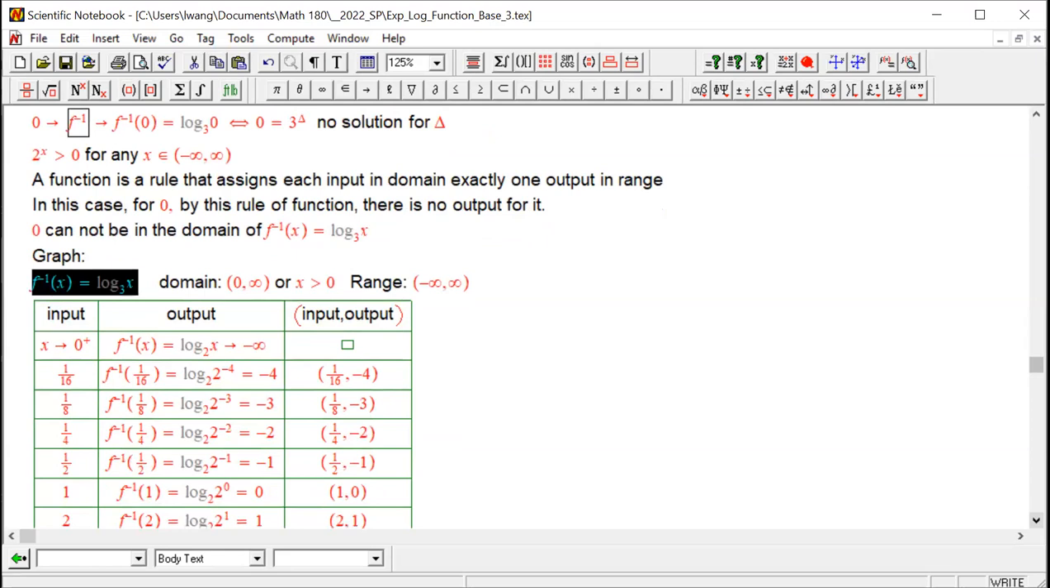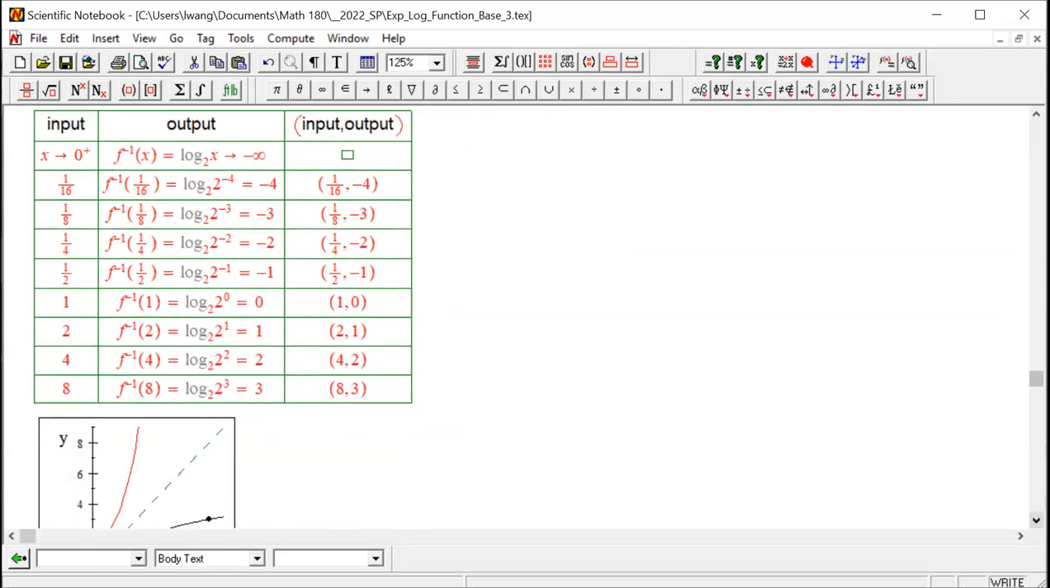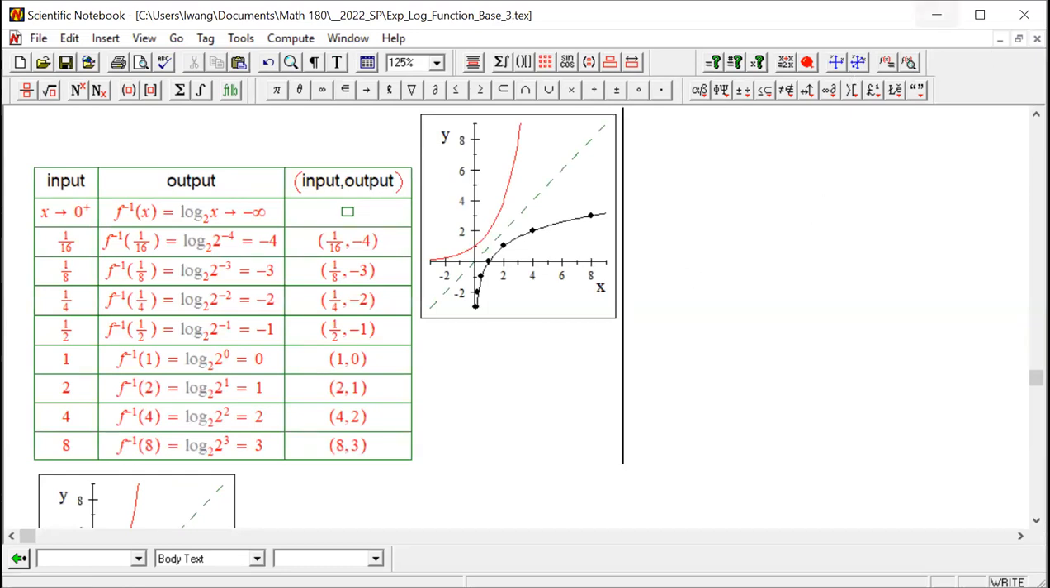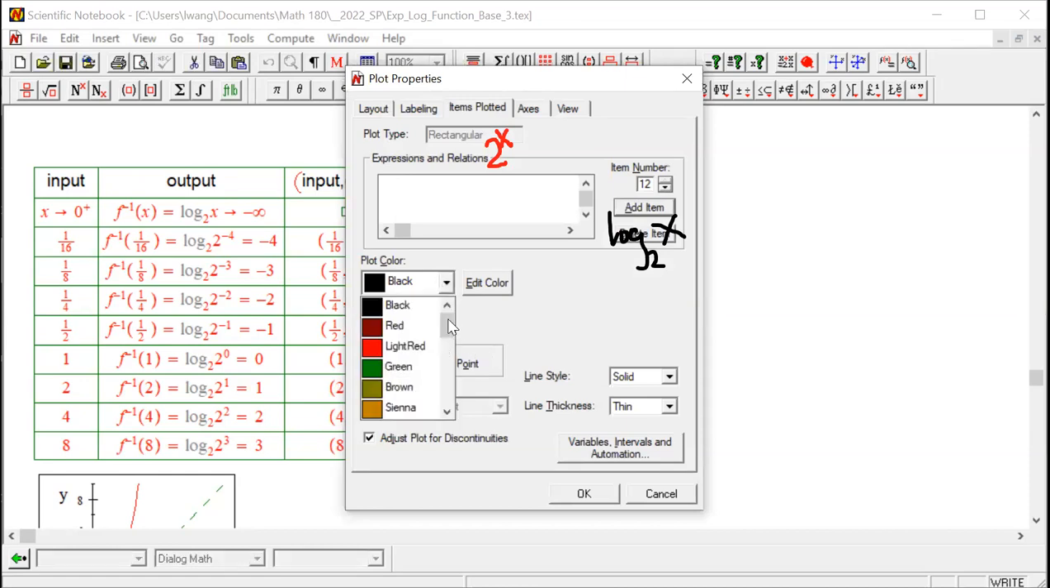Okay, so now let's graph log base 3. Previously we graphed this picture. This is two to the power x. And the other one is log base 2 x. And now we just graphed 3 to the power x, so we're going to put that into the picture. In the picture, we're going to be consistent using the green color. Okay, 3 to the power of x.